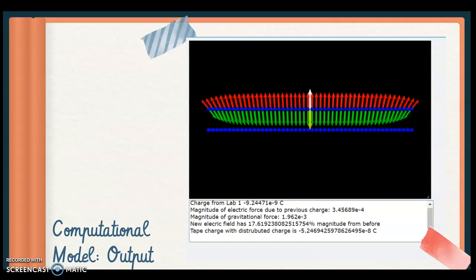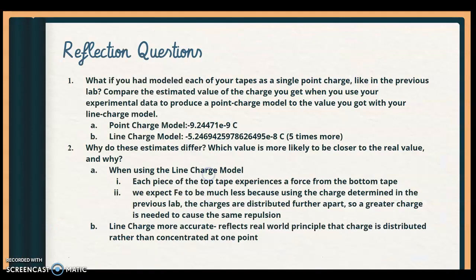The charge from Lab 1 is negative 9.2 times 10 to the negative 9 coulombs, which you saw before. The magnitude of electric force due to the previous charge was 3.4 times 10 to the negative 4 newtons. The magnitude of gravitational force was 1.96 times 10 to the negative 3 newtons, which also was shown above. The new electric field has 17 times the magnitude from before, and the tape charge with the distributed charge is negative 5.26 times 10 to the negative 8th coulombs.